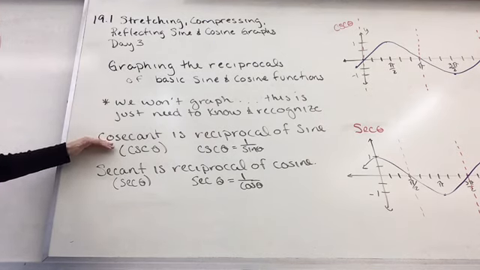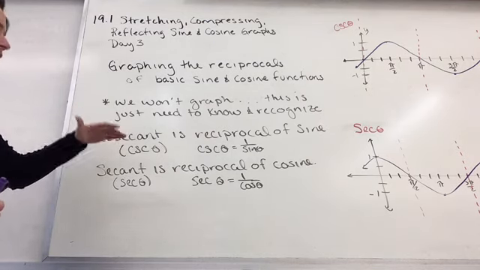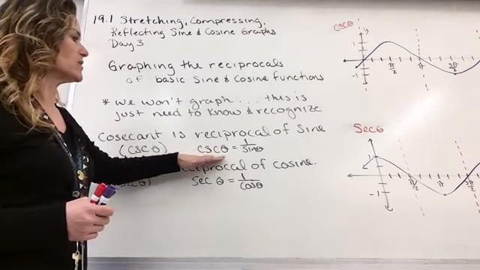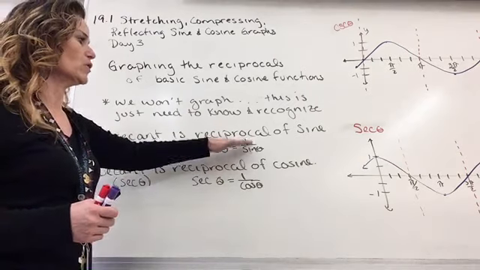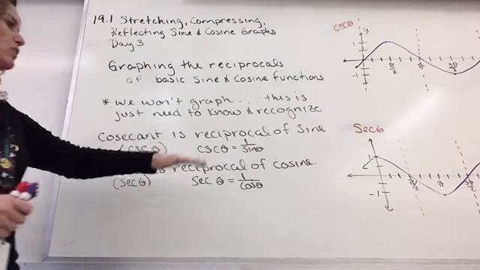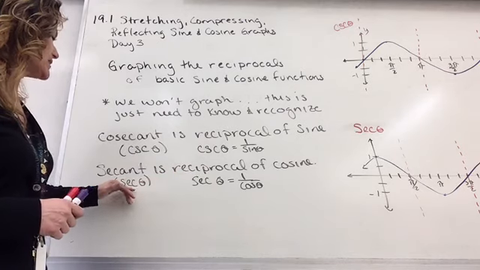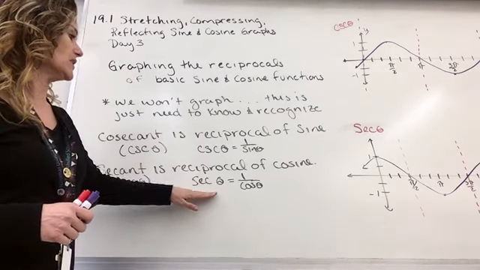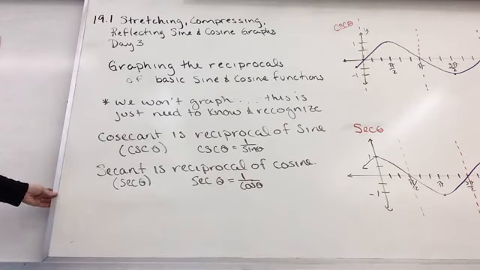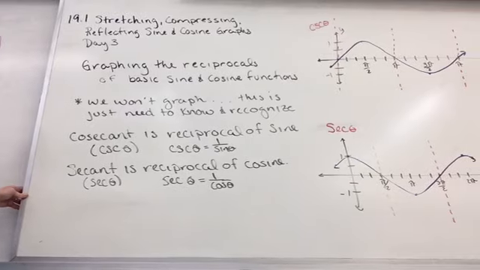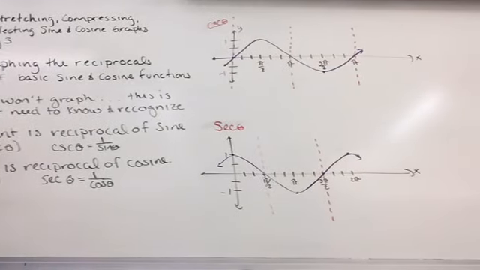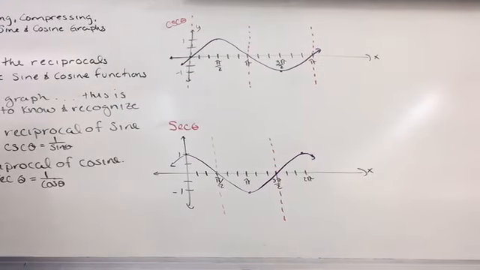So we're going to talk about cosecant. That's the reciprocal of the sine function. It's CSC. And so the CSC, the cosecant, is 1 over the sine function. Secant is the reciprocal of cosine, SEC. The secant is 1 over cosine. So we're just going to look at the graphs, and I'm going to explain to you what's going on. But like I said, you're not going to graph them. You just need to be able to recognize that, oh, this would be the cosecant or secant.